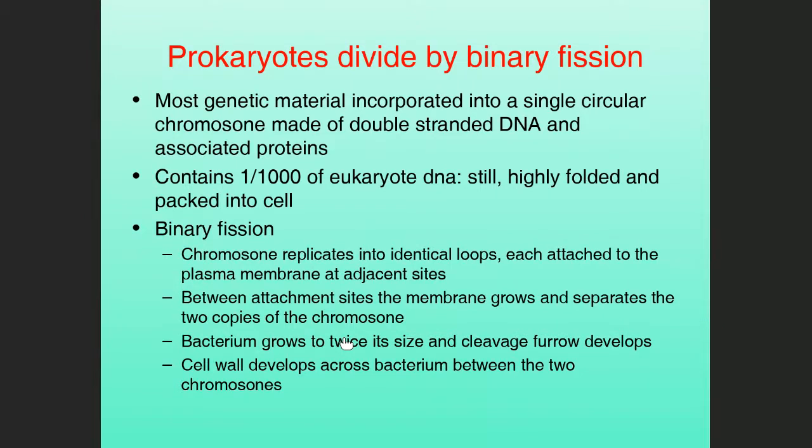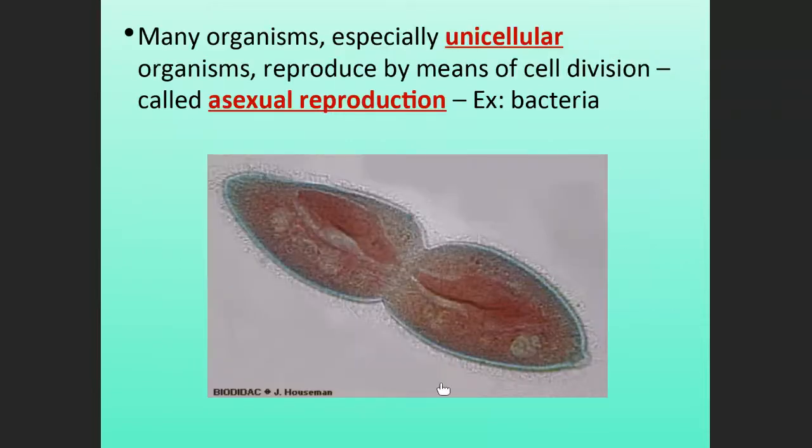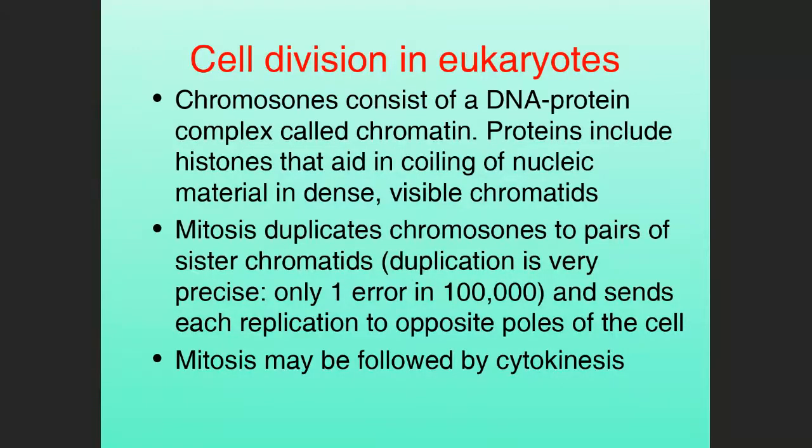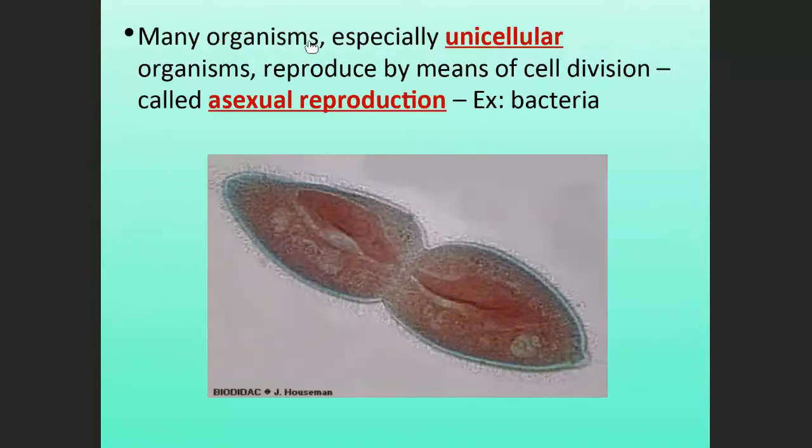The cell wall develops across the bacterium between the two chromosomes, which will cause them to separate in between two others. You see here, it was first this size, but when they start replicating, it becomes bigger in size, and the cleavage furrow is being formed in between the two cells, and the cell is divided into two halves. Many organisms, especially unicellular organisms, also go for binary fission. They reproduce by means of cell division, which is also called asexual reproduction.